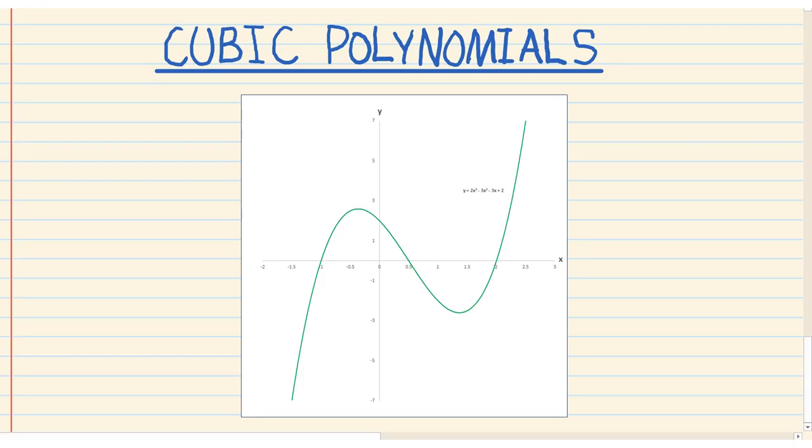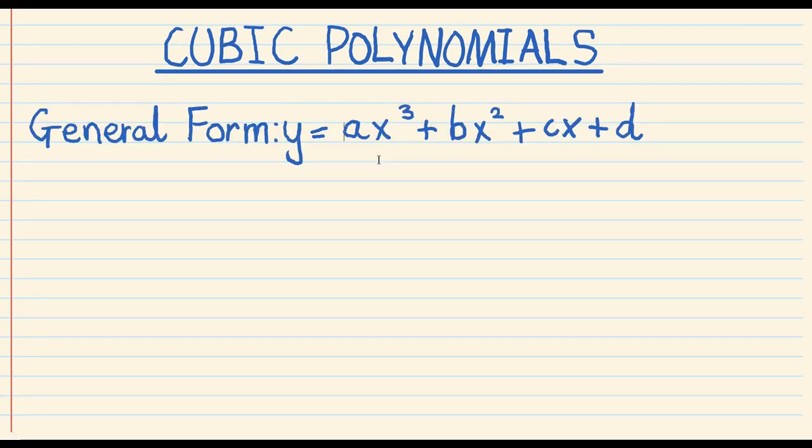Firstly, cubic polynomials. So, a cubic polynomial is an expression with the highest exponent of its variables being equal to 3. Another way to say this is that the degree of the polynomial is 3. The general form of a cubic polynomial is, in this case, the a, b, c, and d don't actually represent variables. Rather, they're the coefficients of the variable being x. And an important thing to note is that a cannot be equal to 0.